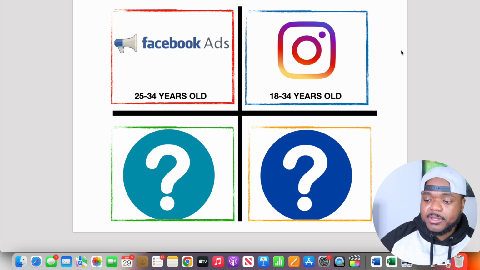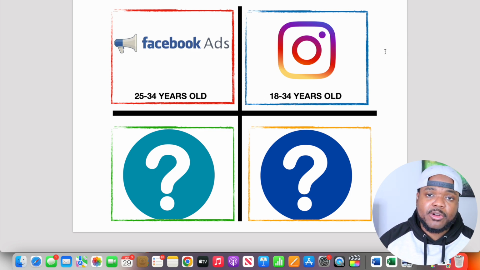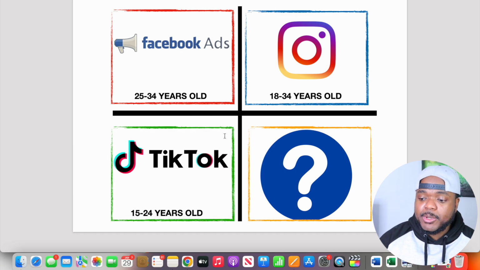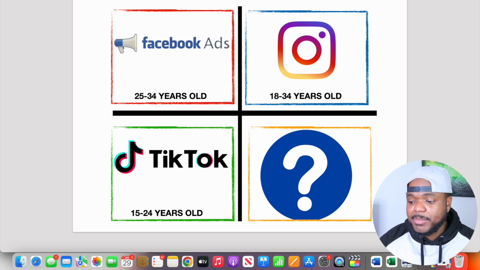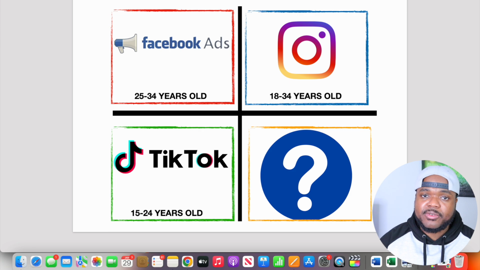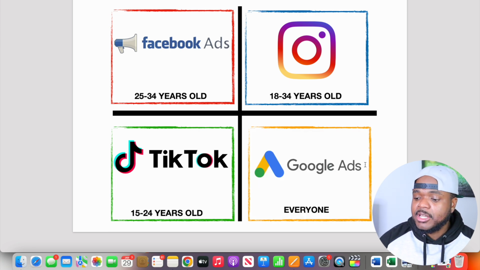And moving on to the third popular type of paid ads that a lot of dropshippers are using nowadays that's really taken off is TikTok ads. And the most common age group that tends to use this platform is between 15 to 24-year-olds. And the final type of paid ads that I've used with the majority of all of my different Shopify dropshipping businesses or e-commerce stores in general is Google ads. And with this one, you're going to be targeting everyone.